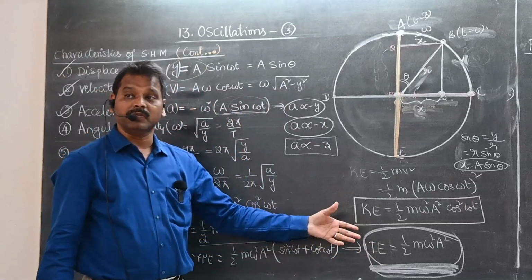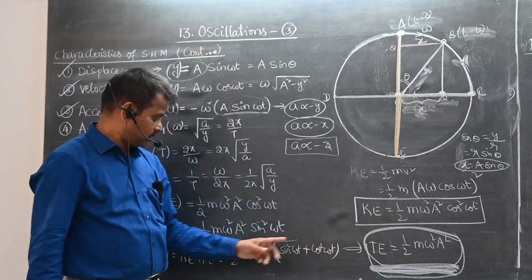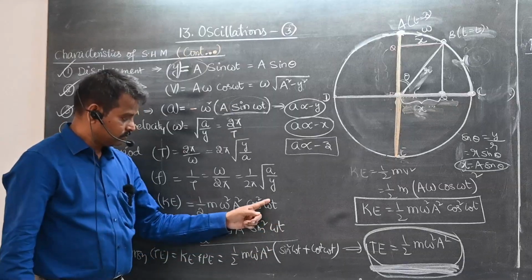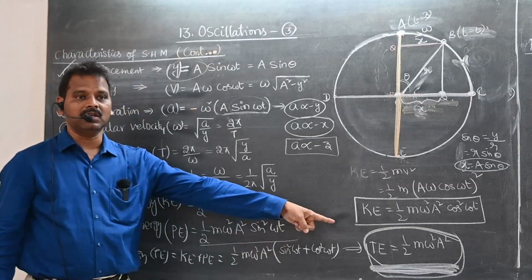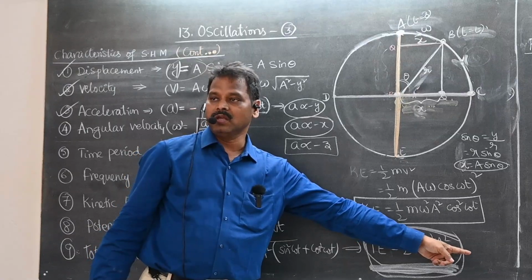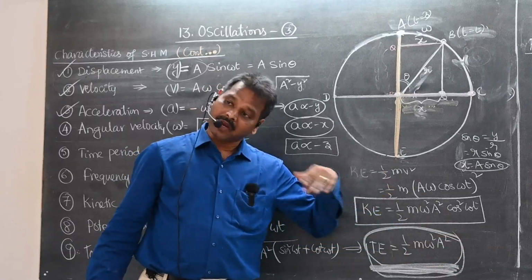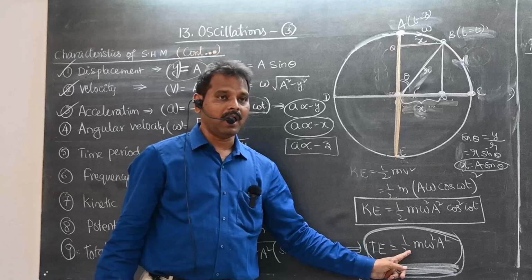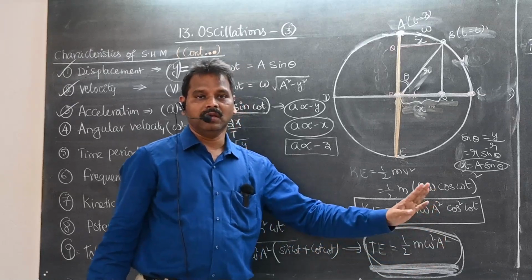Kinetic energy and potential energy may change from point to point, from time to time. But for total energy, there is no time term; it has been removed here. It does not depend on time. At any time, total energy will be half m omega square a square.